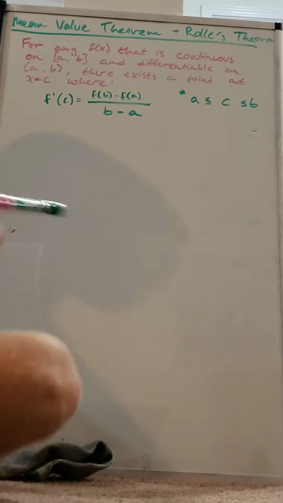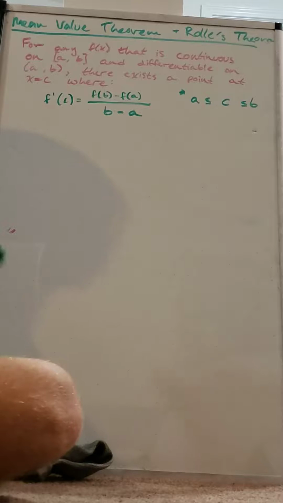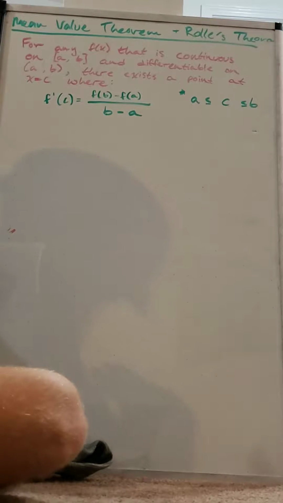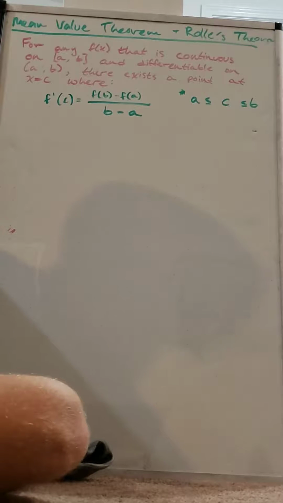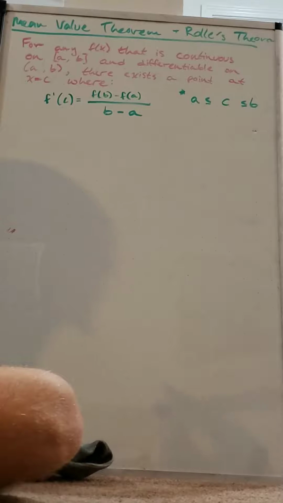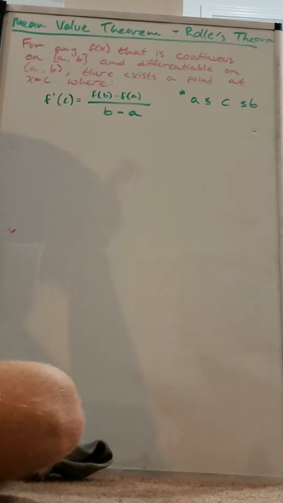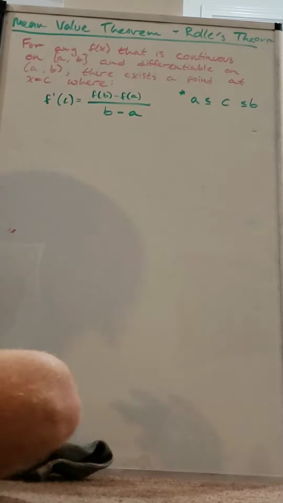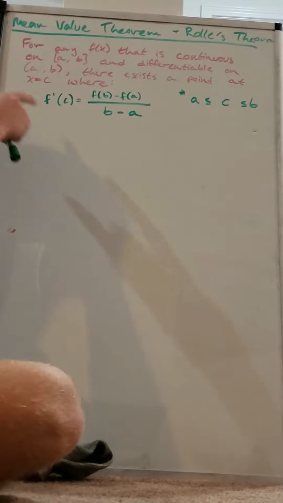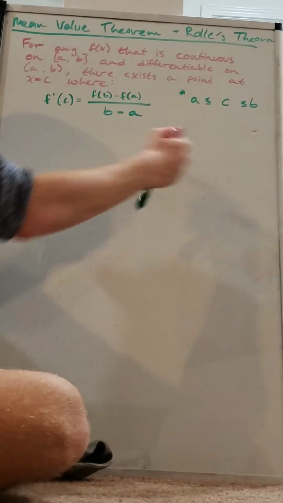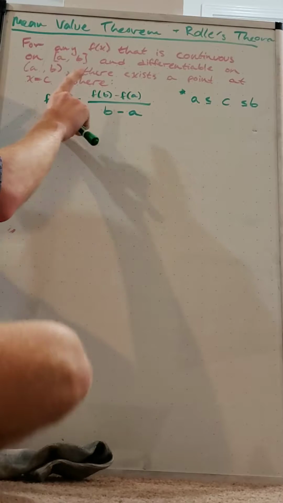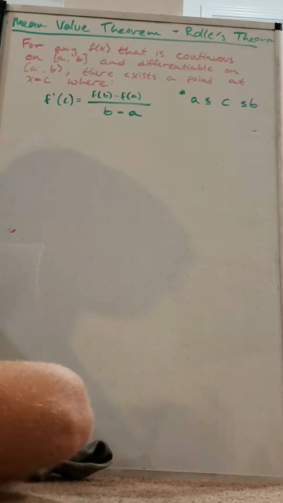Okay, so today we're going to be talking about the mean value theorem and Rolle's theorem. Rolle's theorem is just a special case of the mean value theorem, so they're kind of the same thing. What the mean value theorem guarantees is that for any function that is continuous and differentiable on an interval from a to b, there exists a point at x equals c between a and b, where f prime of c equals f of b minus f of a over b minus a.